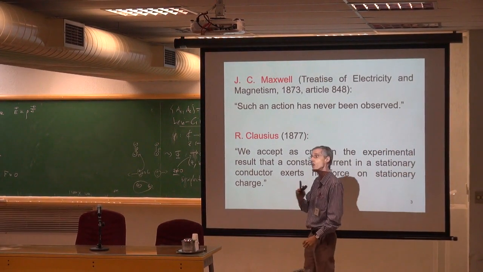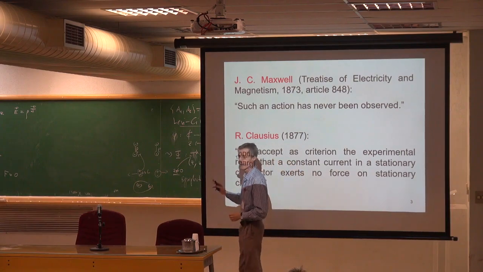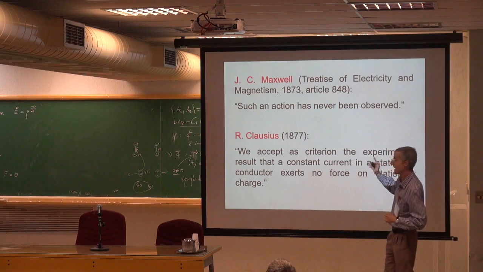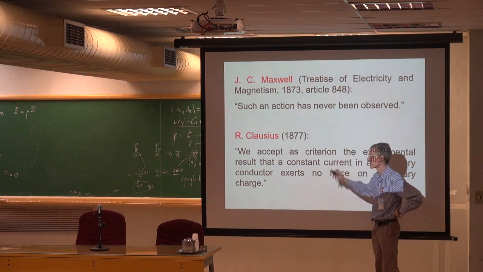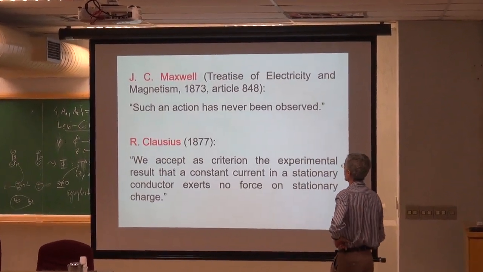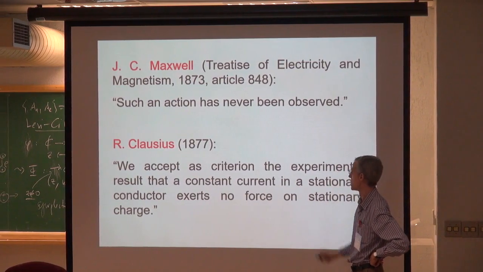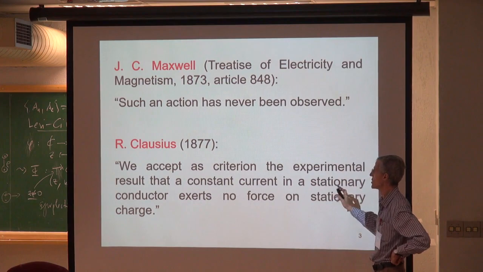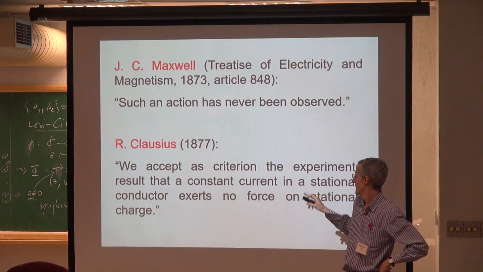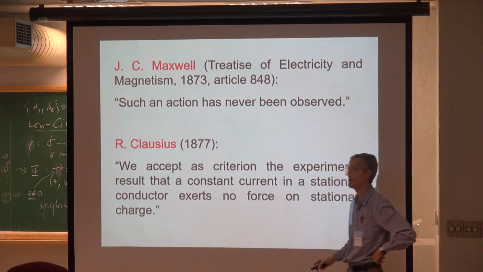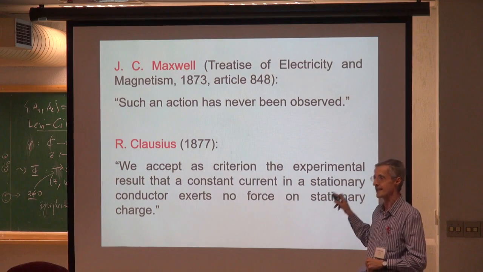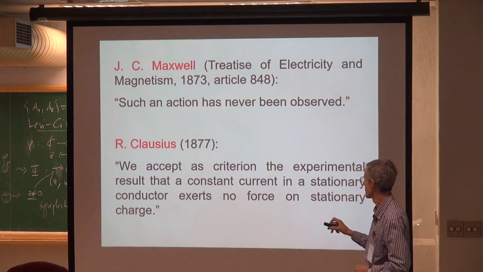And then Clausius created another electrodynamic force law, which is different from Weber, different from Lorentz. We don't learn that, but he devised an electrodynamics of his own. And his electrodynamics was based on this postulate. These are the words by Clausius in 1877, after the treatise from Maxwell. We accept as criterion the experimental result that a constant current in a stationary conductor exerts no force on a stationary charge. Usually I call this Clausius postulate, okay? So he assumed this postulate to create his electrodynamics. He was fighting against Weber, so he utilized this explicit postulate.